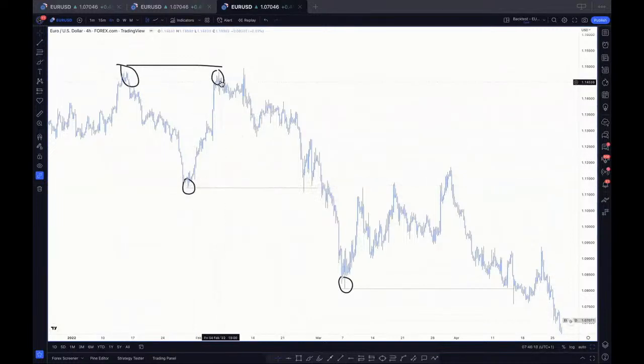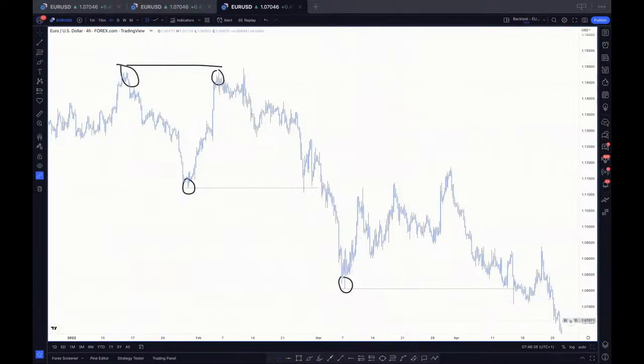Now, because this high took out this low, this becomes our new high. It took out this low, it becomes our new high, and then formed a new low here. Now, everything between this high and this low is considered internal structure.